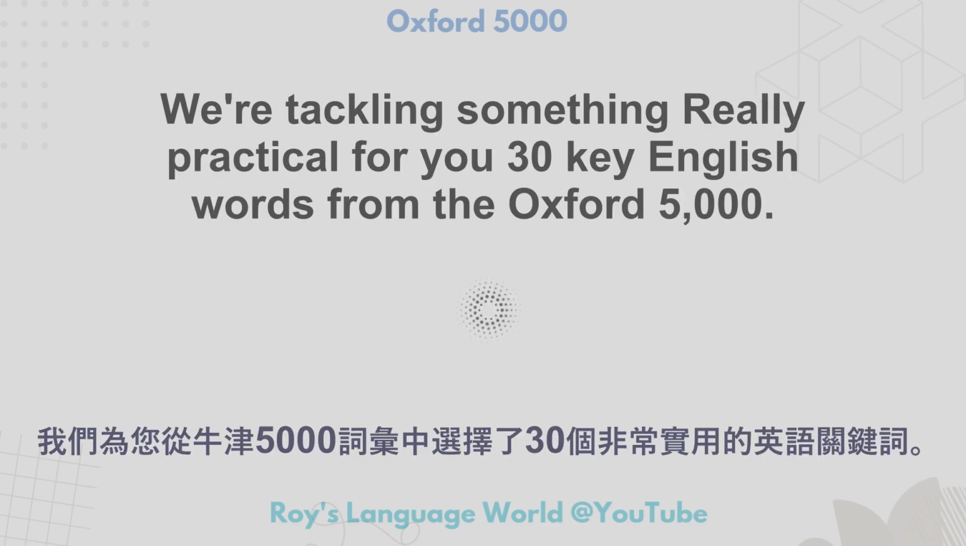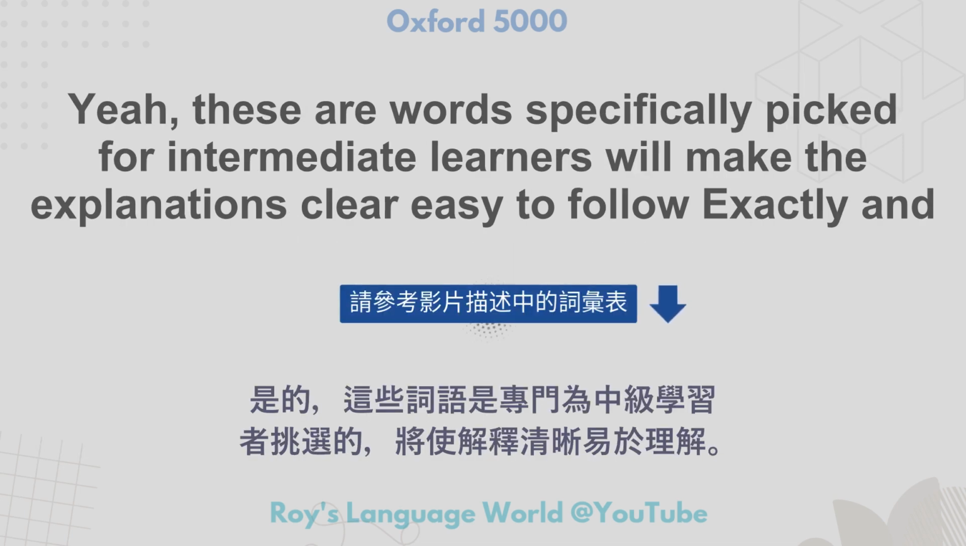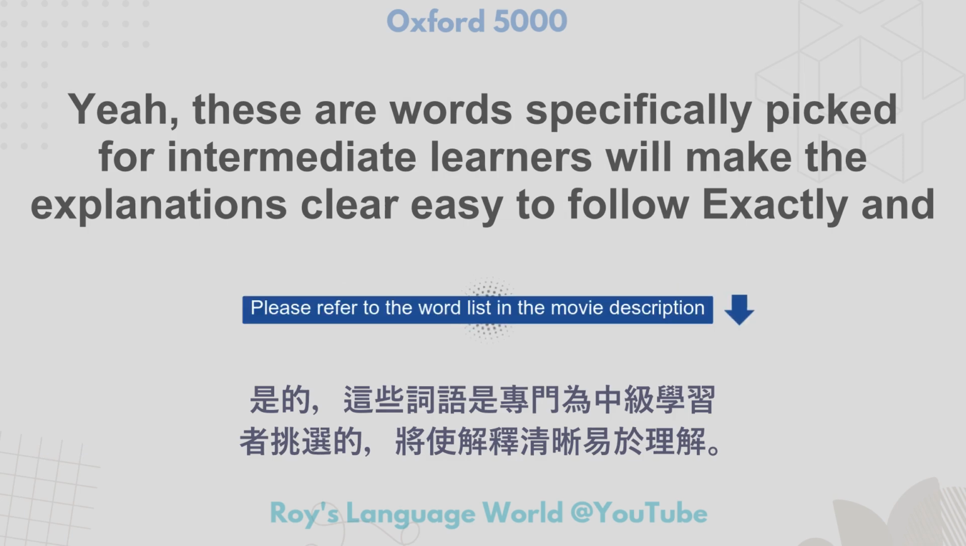Today, we're tackling something really practical for you. 30 key English words from the Oxford 5000. That's right. Think of this as your shortcut to understanding more complex conversations and expressing yourself with greater confidence. Yeah, these are words specifically picked for intermediate learners. Will make the explanations clear, easy to follow.